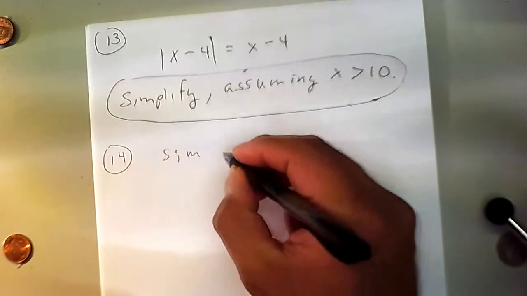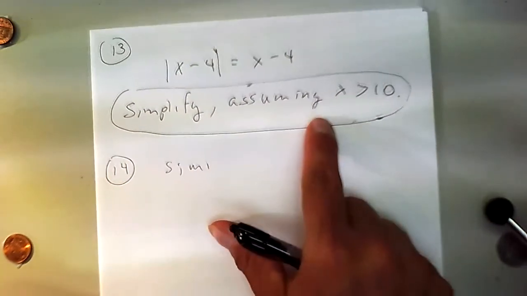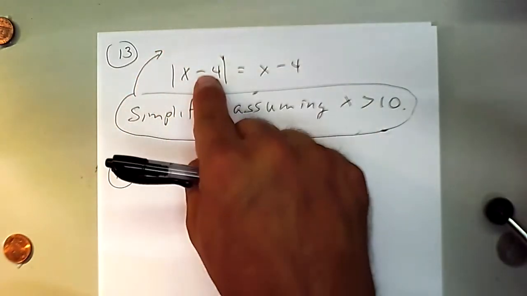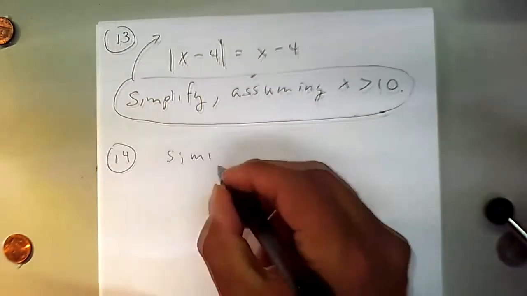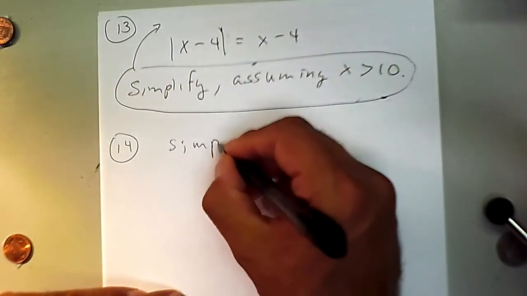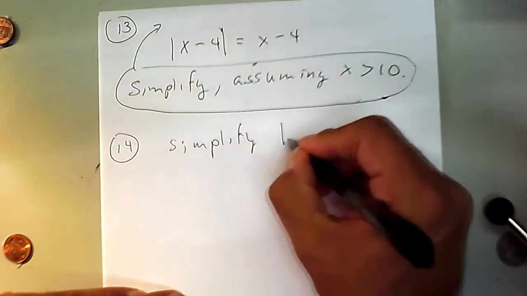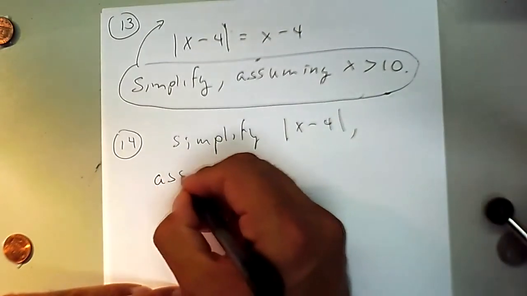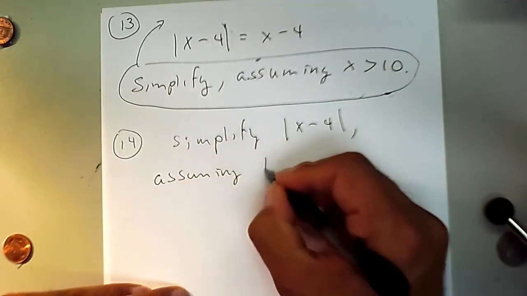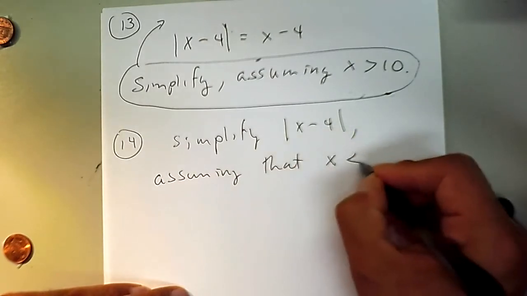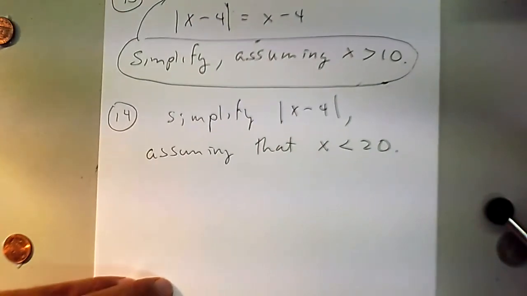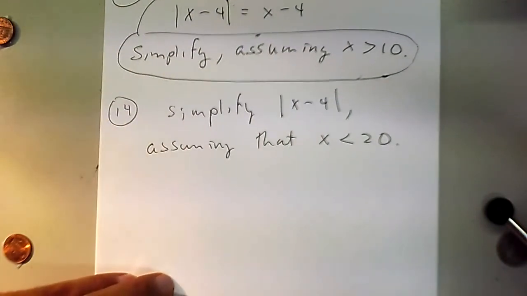let me write it differently, because the way I wrote this problem is kind of backward. This should have been on top. Simplify this, assuming that. Let's write it correctly. Simplify absolute value X minus 4, comma, assuming that X is less than 20. Okay, now let's think about this for a moment.